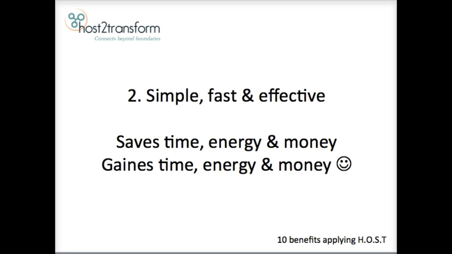Well, a second reason why you should apply the host toolkit, today as soon as possible in your organization, is that it's really simple, it's fast and effective. In 20 minutes, like I said, you can already unlock energy, fun, workflow, connectivity, knowledge sharing, and building.